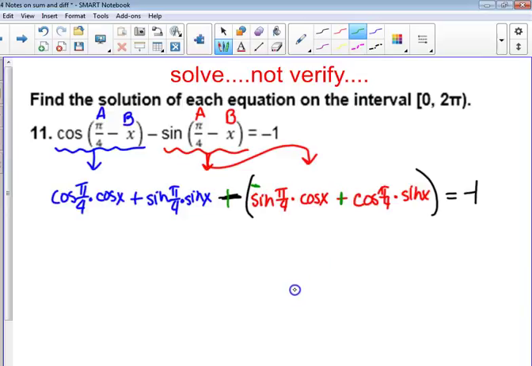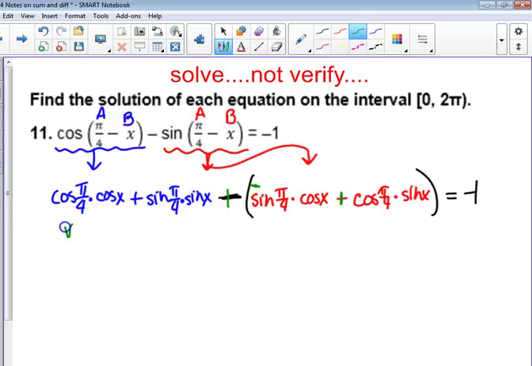Now, do any of them cancel out? I don't think any of them are exactly the same. I have a cosine cosine, a sine sine, a sine cosine, and a cosine sine where there's different. Nothing's canceling out yet. It'll get better, I promise.